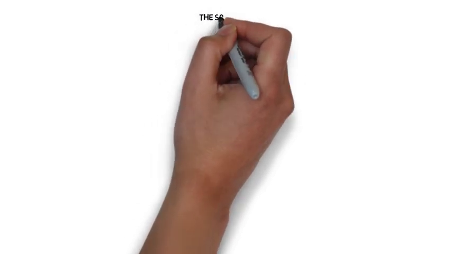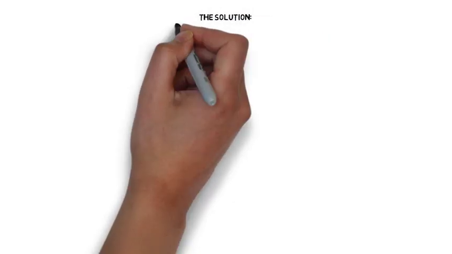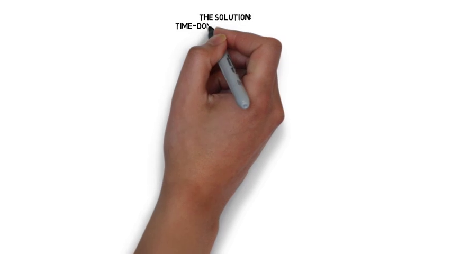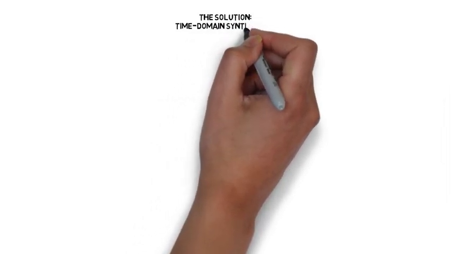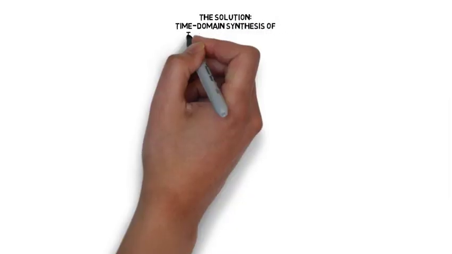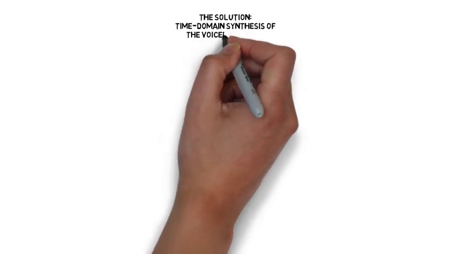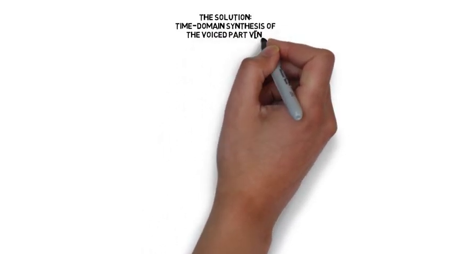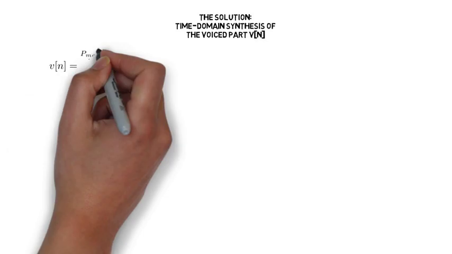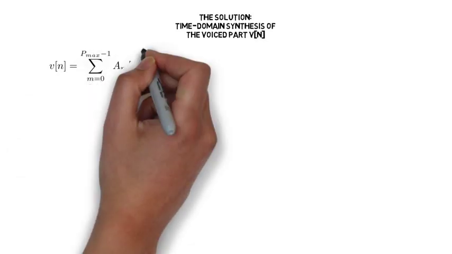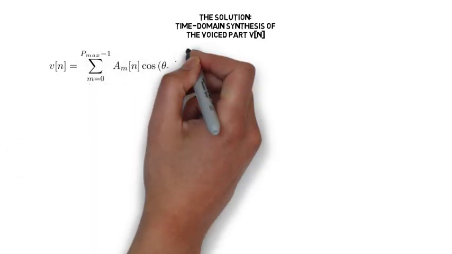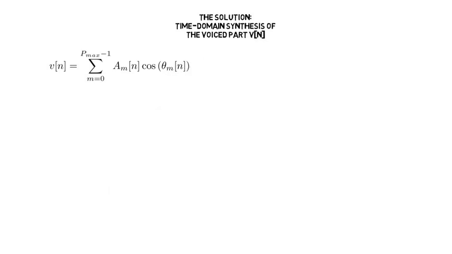So the solution we're going to use is to actually generate the voiced signal in the time domain originally. We're not even going to generate its Fourier transform samples. Instead, we're going to generate the voiced signal using a Fourier series. We're going to take the amplitudes, a sub m, and we're going to multiply them by the real part of e to the j m omega naught n. And that real part is just the cosine of theta sub m of n.